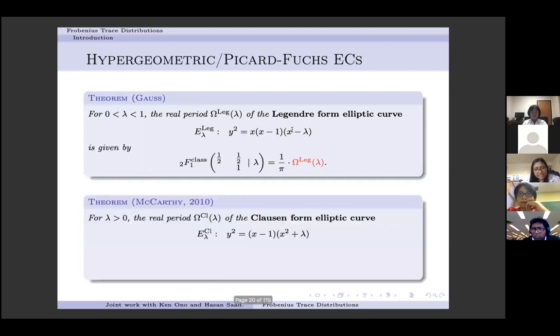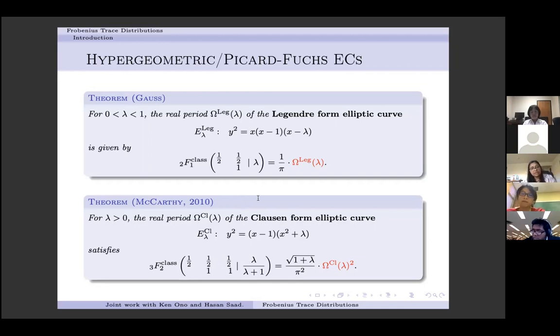So recently, McCarthy considered the Gaussian form of elliptic curves, which is defined in this way. This function also depends on lambda. That means if lambda varies, this function varies. Then he proved that if lambda is a real number, then the real period of this Gaussian form of elliptic curve is associated with this 3F2 function in this way. In fact, he proved that this 3F2 function is connected with the square of the period. It's not like the period is related to this 3F2 function. The square of the period is related to this 3F2 hypergeometric function.